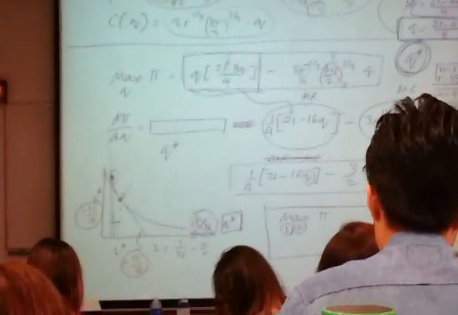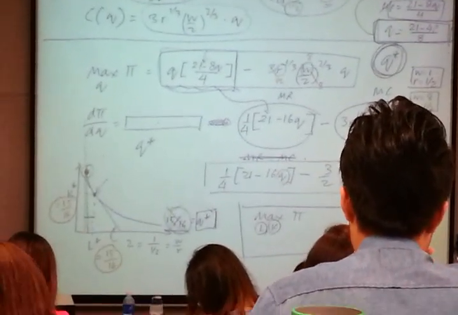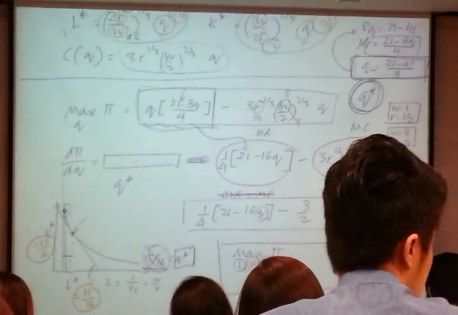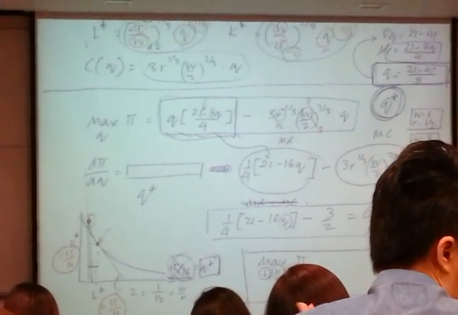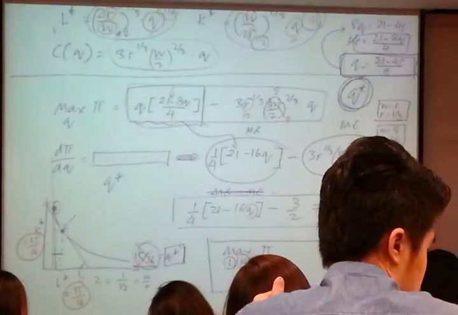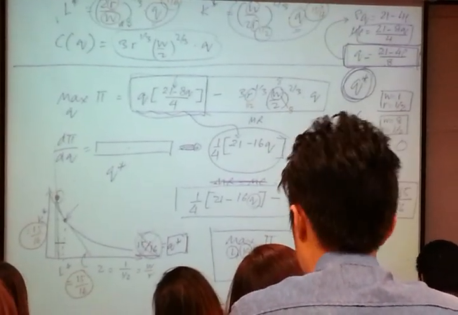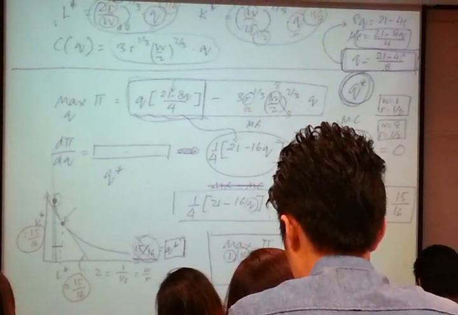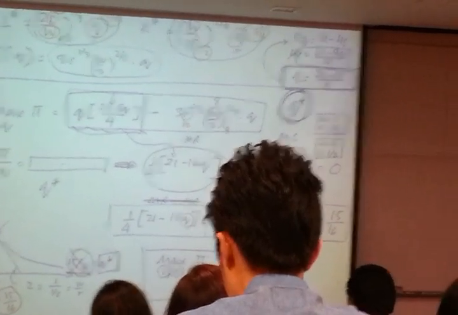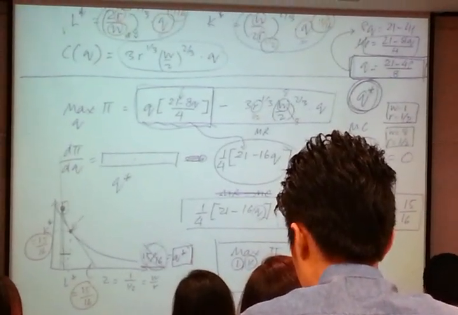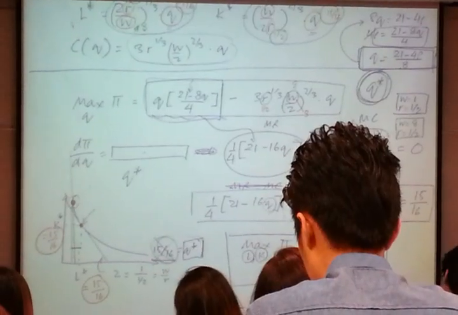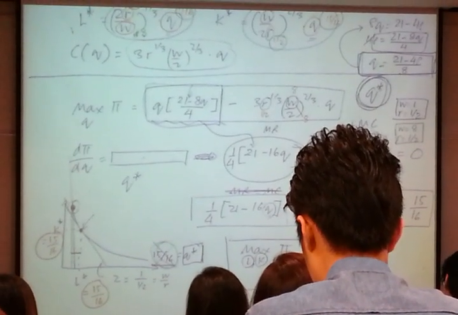Would you expect it to be more or less compared to 15 over 16? Even before you do the calculation, you would expect it to be less. Costs are higher. Demand has not changed, costs are higher. You should be expecting it to be less. And then it turns out, if you solve this problem, you will find out that the new Q star is 15 over 32.